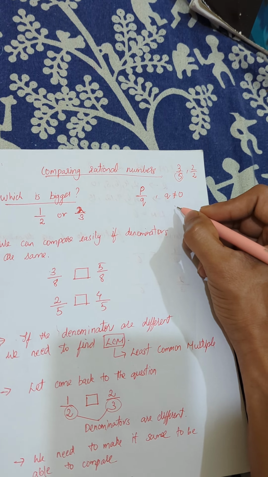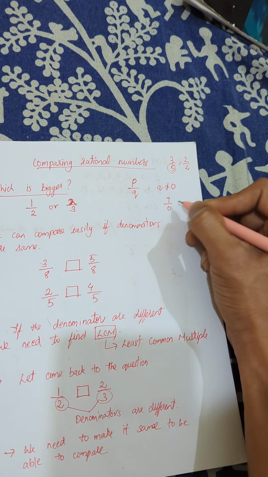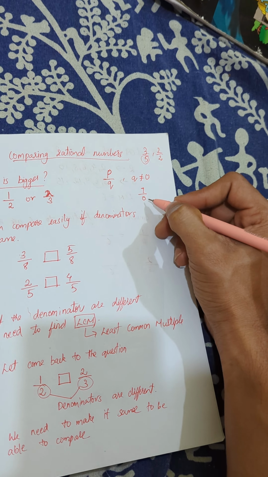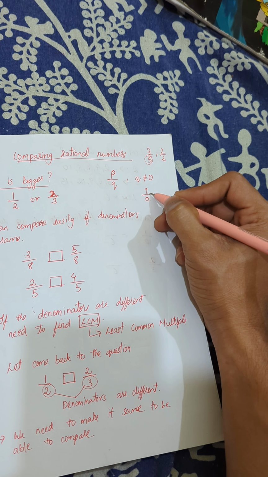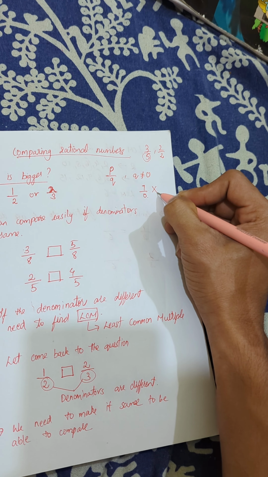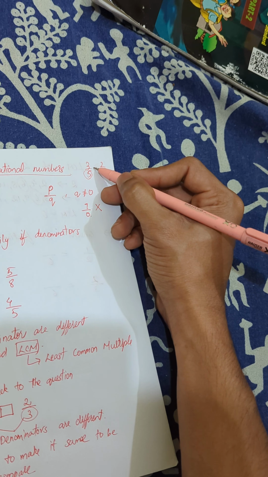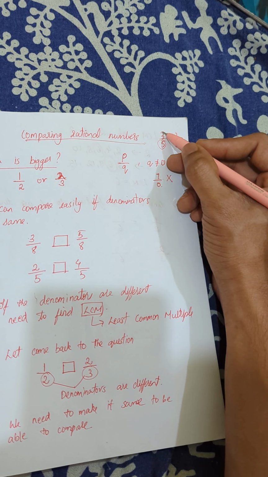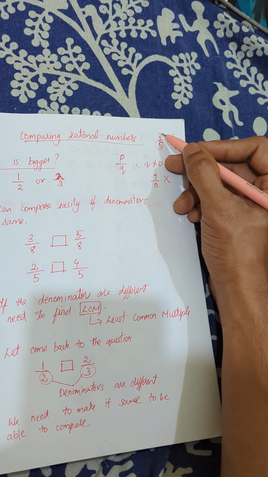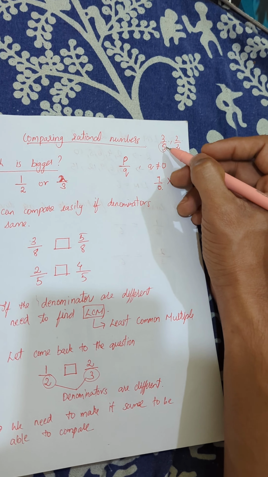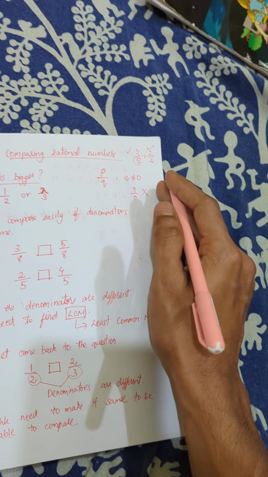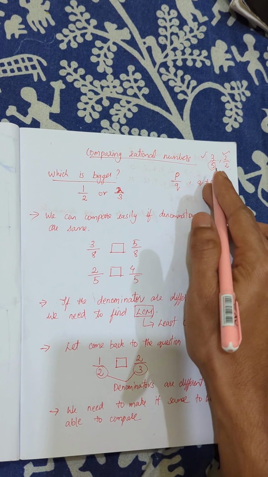So if I say 7 by 0, here what is the denominator? The denominator is 0, right? So is this a rational number? No, this is not a rational number. But here, 3 by 5 and 2 by 2, the denominator is not 0, right? And it's in the form of a fraction, a number on top of another number. That is a fraction. So this is a rational number, and this is a rational number. Got it? Now let's come to comparing two rational numbers.